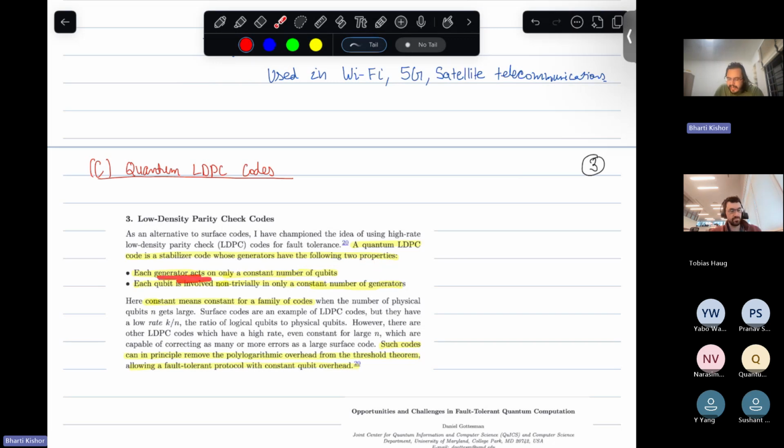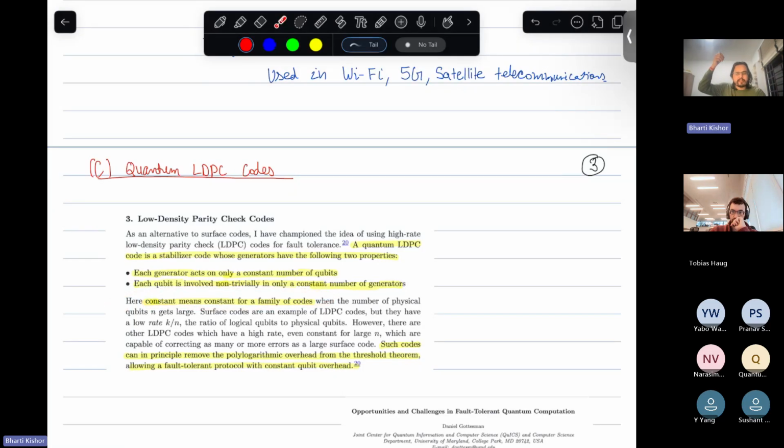Each generator acts on only a constant number of qubits, and each qubit is involved non-trivially in a constant number of generators. So every check acts on a constant number of qubits, and every qubit is involved in a constant number of checks. And when we say constant, it means for a family of codes.